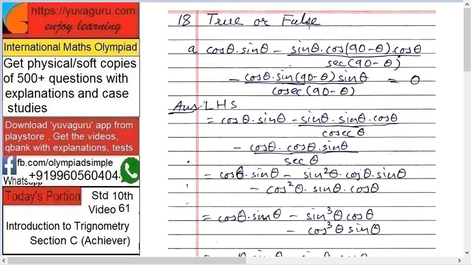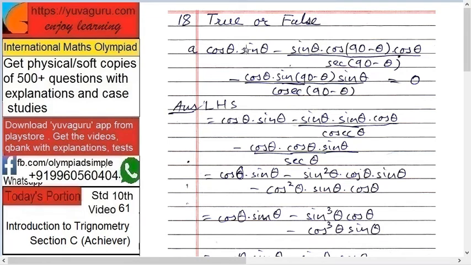Next is again true or false. Let's start. First one: (cos theta sin theta minus sin theta into cos of 90 minus theta into cos theta) the whole upon sec of 90 minus theta, minus cos theta into sin of 90 minus theta sin theta upon cosec of 90 minus theta, equals to 0. We have to find whether this is true or false.